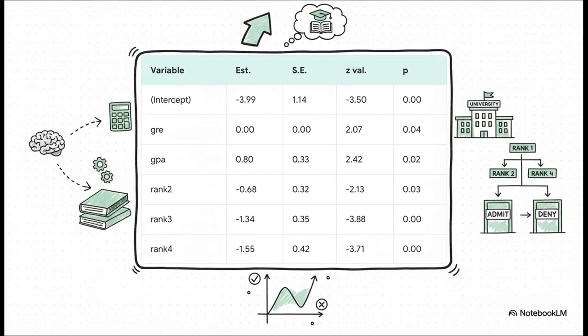The first thing you need to look at, the most important part, is this estimate column. These are the coefficients, the real heart of our model. They tell us exactly how much things like GRE, GPA, and rank matter. But there's a catch. These numbers aren't speaking English. They're speaking a statistical language called log odds.